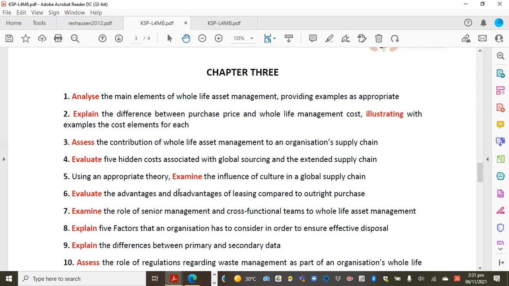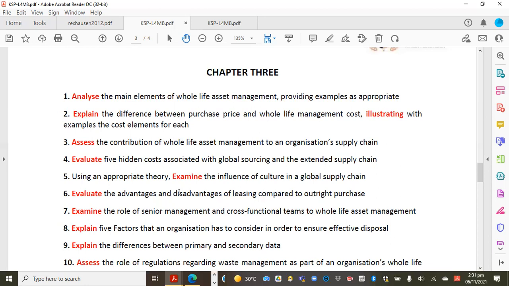Okay, that is it. Then we can look at the role of senior management and cross-functional teams in whole life asset management. And we mentioned that whole life asset management isn't an exclusive preserve of any particular department like procurement. No. We need other functional areas. Marketing, finance, engineering, they must all be part because we are dealing with a high value capital asset.